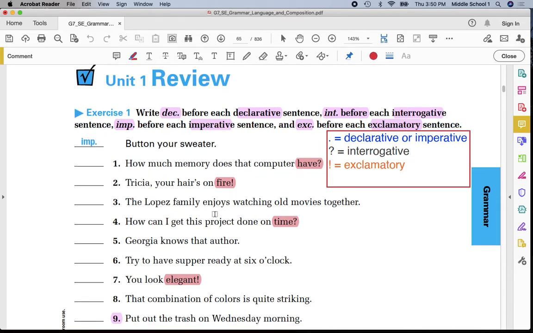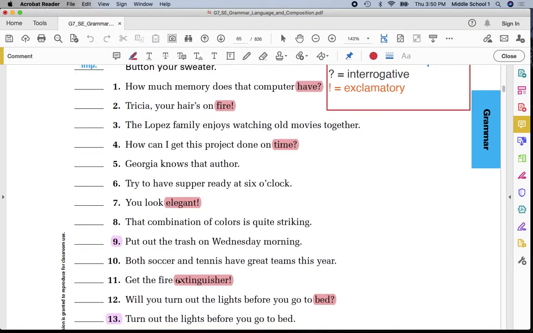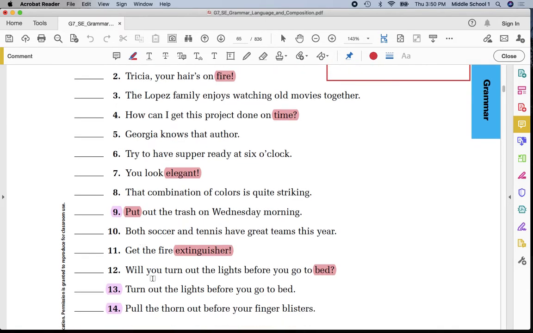There are some other sentences, like number 9, that begin with a verb. Put out the trash. Who? You. Turn out the lights. Who? You turn out the lights. You pull the thorn out before your finger blisters. 9 and 13 and 14 are examples of imperative sentences because they begin with a verb.